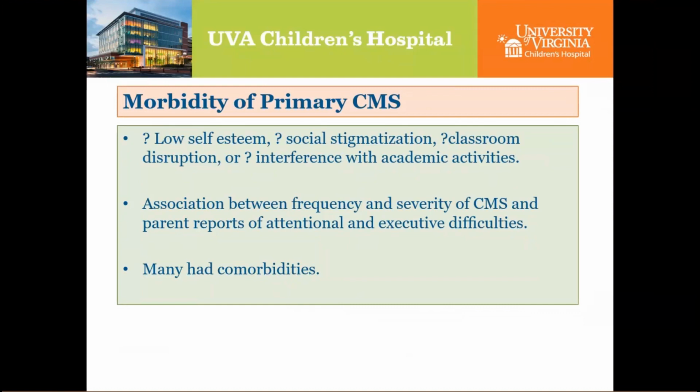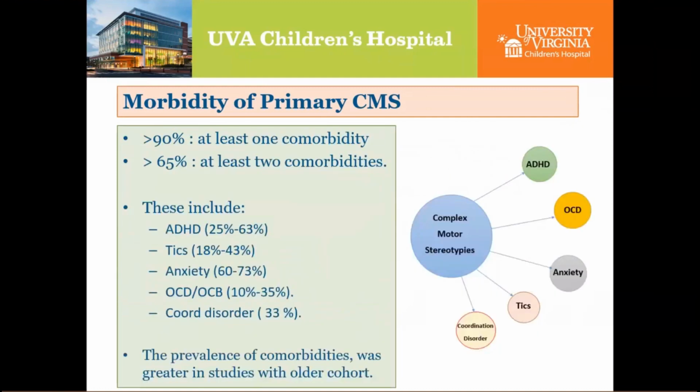And unfortunately, many kids with complex motor stereotypies will have comorbidities. When looking at different studies that examined patients with complex motor stereotypies, we can tell that more than 90% of them would have at least one comorbidity, and more than 65% would have 2 comorbidities.